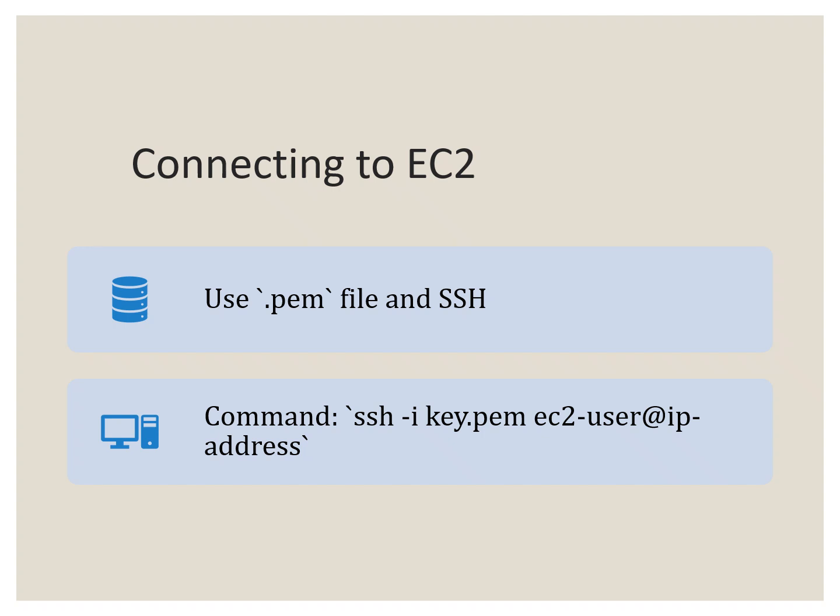Connecting to EC2. To connect to your EC2 instance, you'll use the key pair you downloaded. That's the .pem file. Just copy the command AWS gives you in the console and run it in your terminal. Make sure your key has the right permissions and your security group allows SSH, which means port 22 should be open. If you're on Windows, you can use PuTTY or connect right from the AWS console using the browser-based terminal.